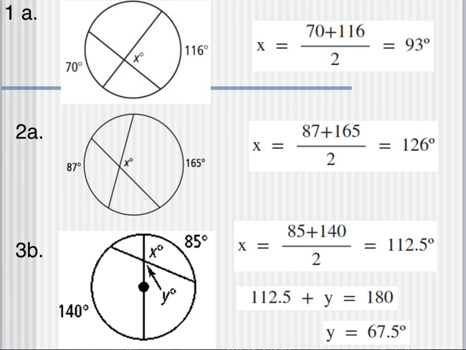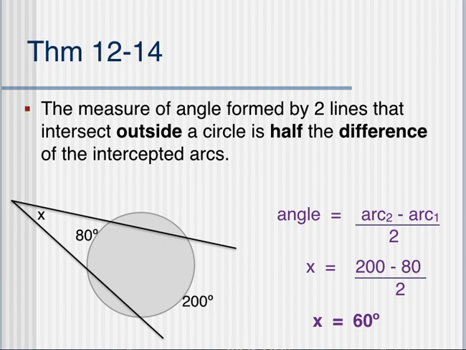Now go back to your postulate paper and find theorem 12-14. This is going to help you with the other 3 problems on the front page of the notes. Sometimes your lines do not intersect inside the circle. Sometimes your lines intersect outside the circle. When that happens, you're going to see there's a similarity to the old rule, just one small difference.